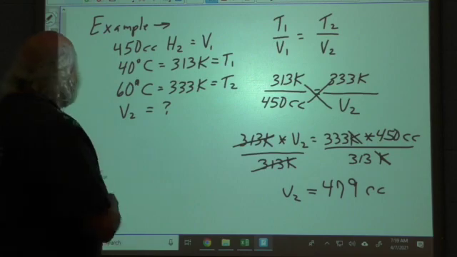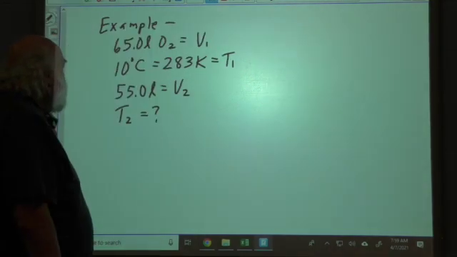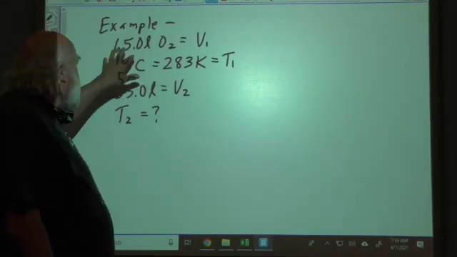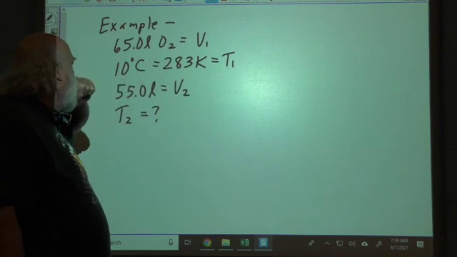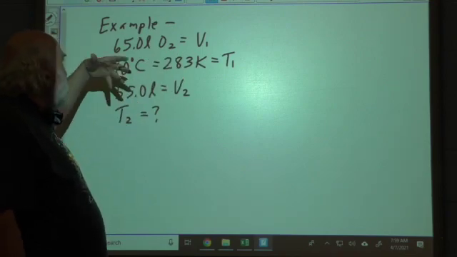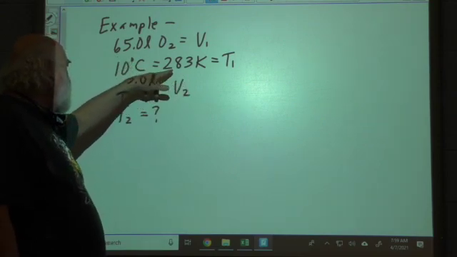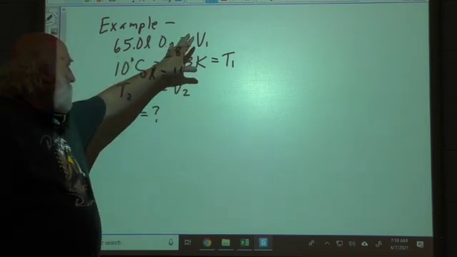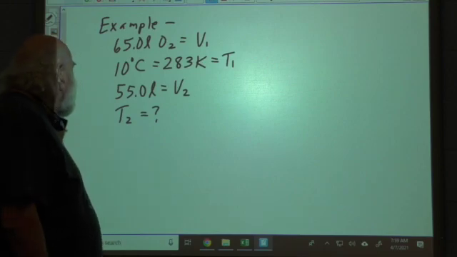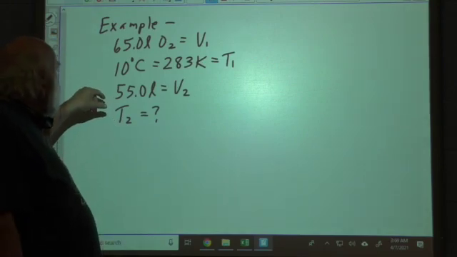Okay? Second example. We have 65 liters of oxygen as the first volume. We have 10 degrees Celsius as the corresponding temperature to that oxygen volume. We added 273, we got 283K, so that's our V1 and that's our T1. Our V2 is 55 liters.